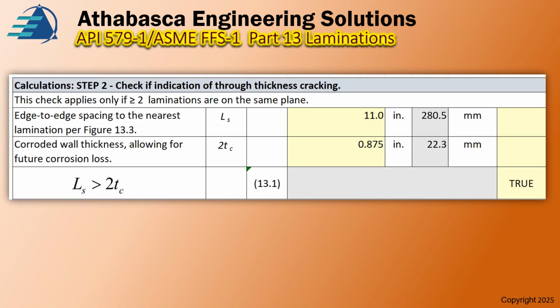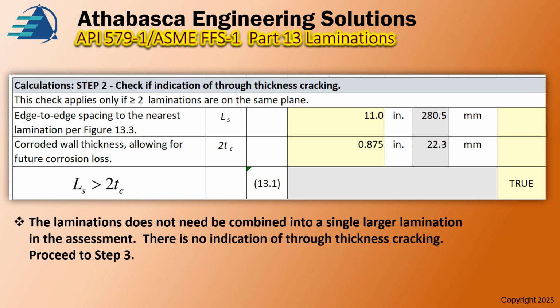Ready to begin our calculation. I've organized everything so it's super clear on my spreadsheet, and I have a step 2 check: is an indication of through thickness cracking required? So this is the calculation we check to see whether the laminations need to be combined, and we found L is greater than 0.875, so it's true. So we conclude that the lamination does not need to be combined into a single larger element.